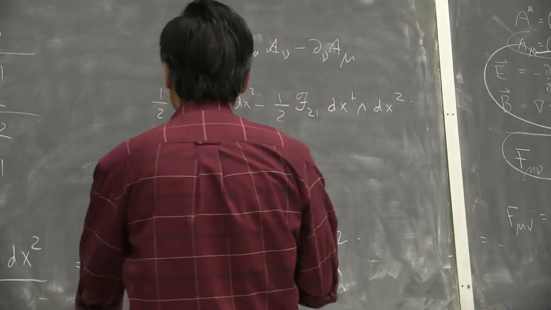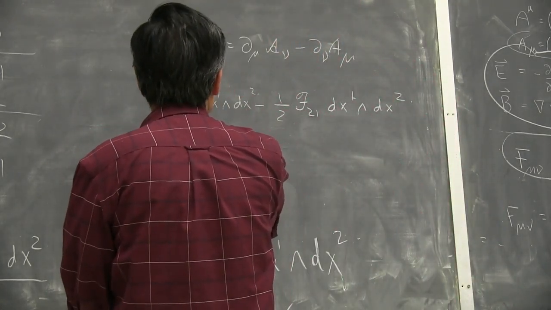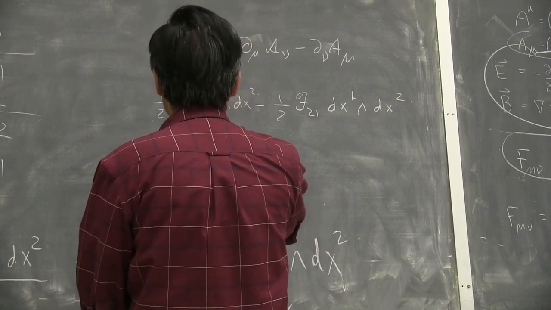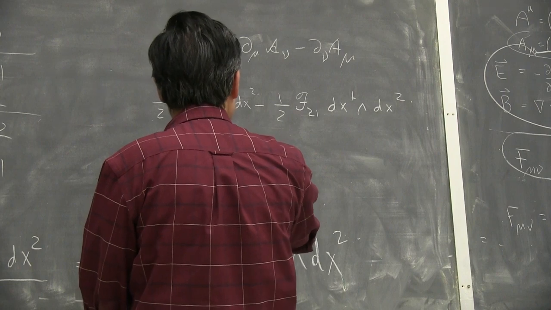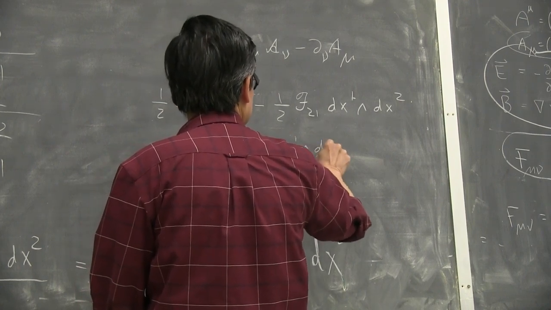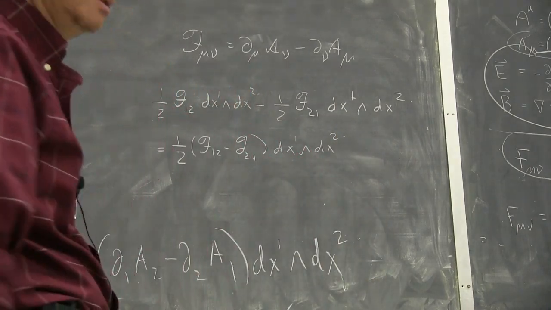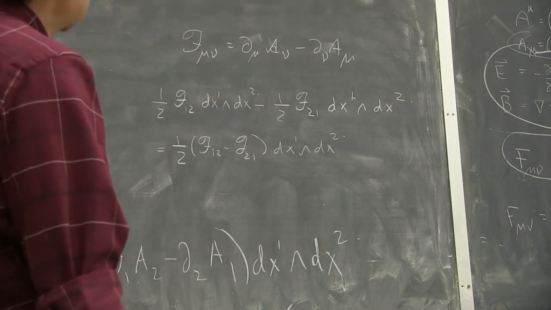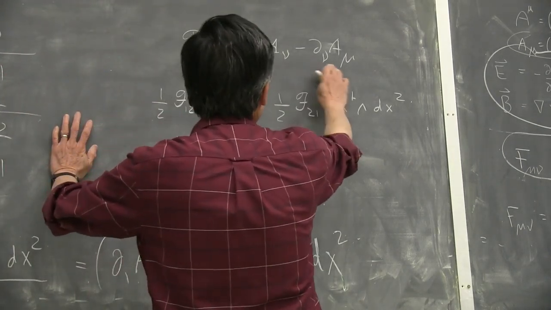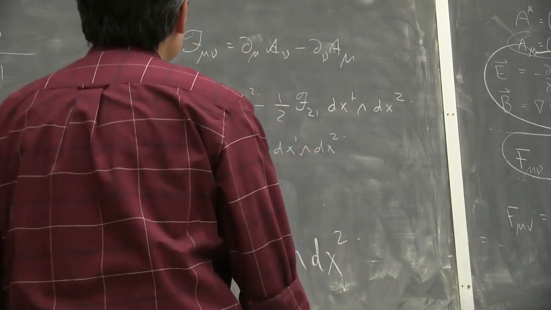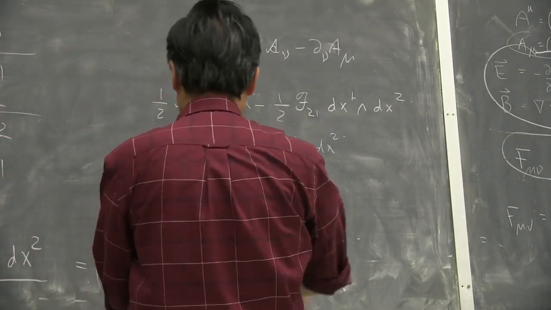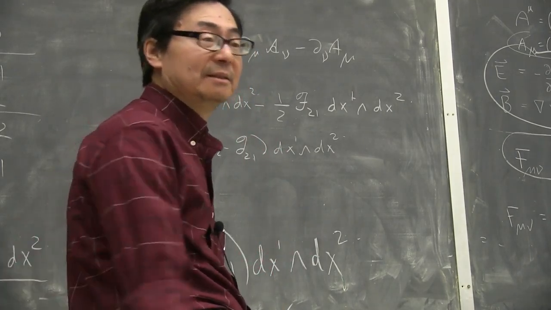So this is equal to 1/2 f_12 minus f_21 dx1 dx2. So far okay? Now, let's stick in here and see what happens. If I stick in the definition of script F, I want to show that it's equal to that.